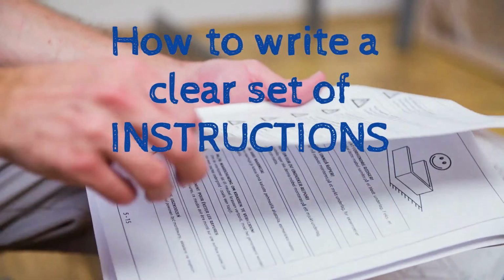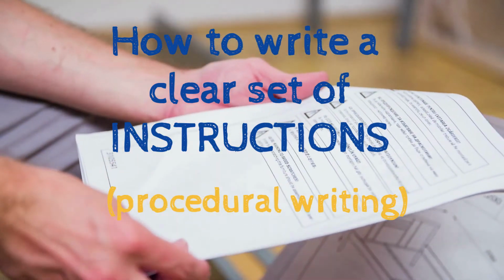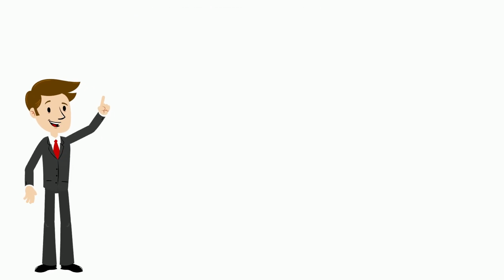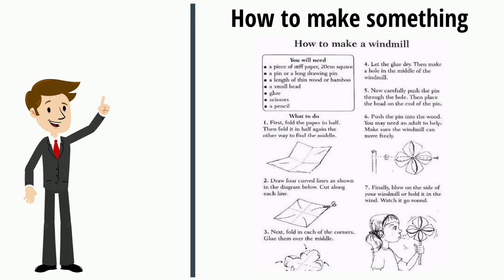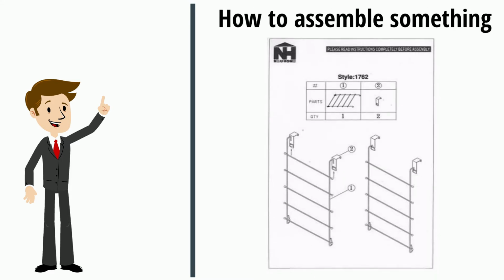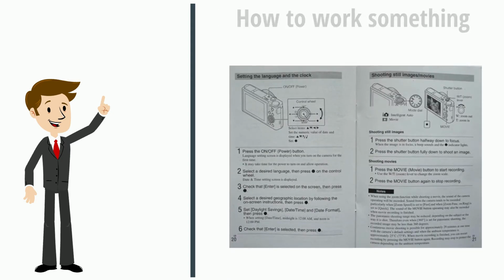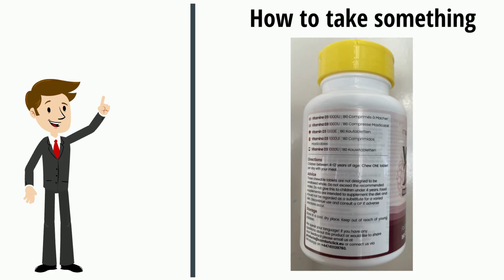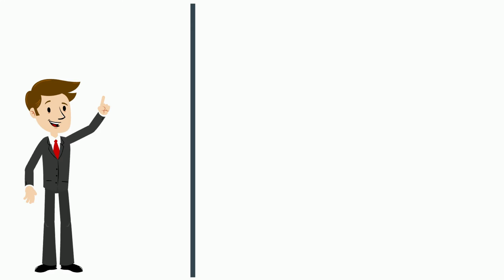How to write a clear set of instructions, also called procedural writing. We come across instructions all the time, whether this is telling us how to cook something, how to make something, how to play something, how to assemble something, how to work something, how to wash something, how to take something, how to look after something, or how to perform something.